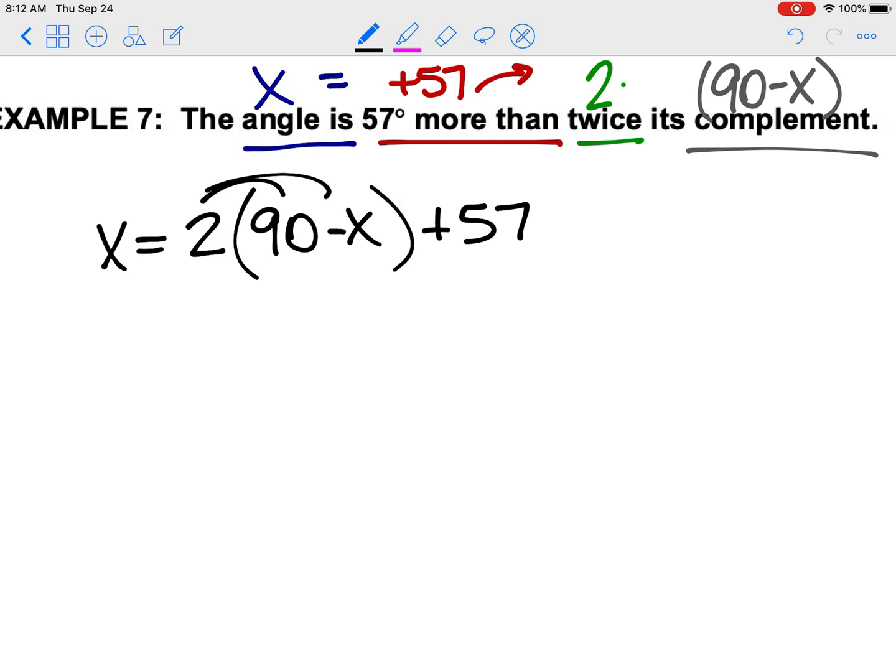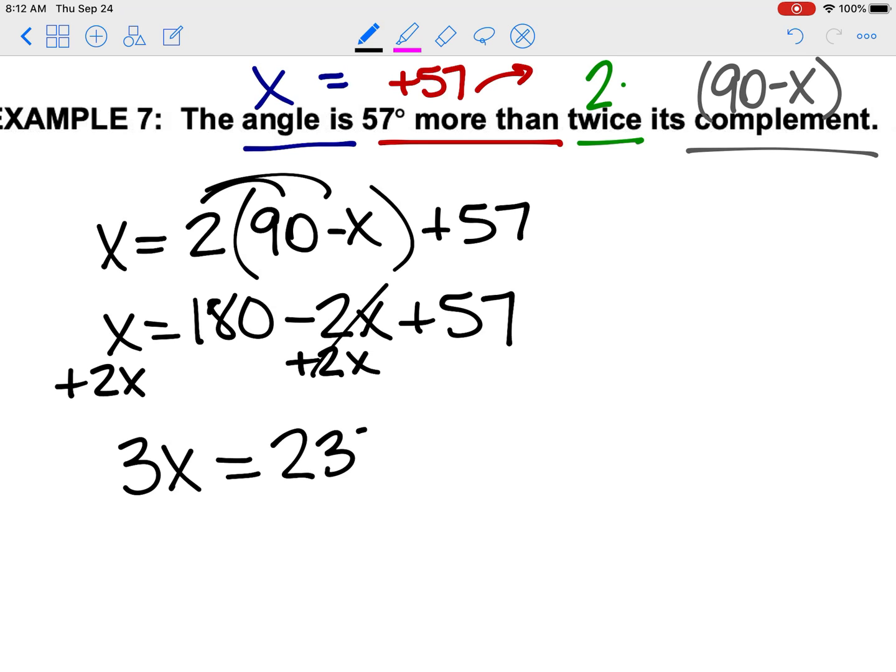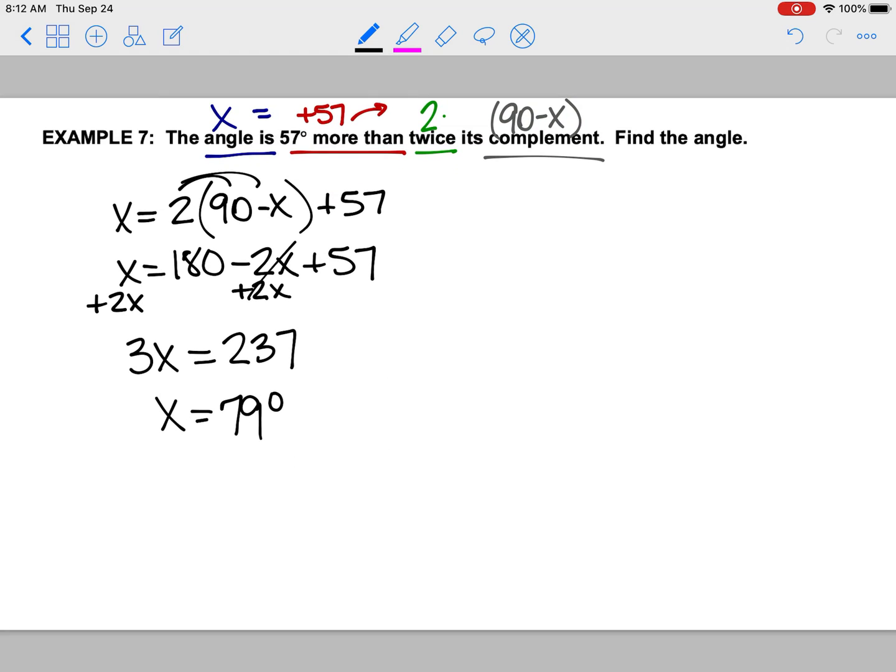So let's distribute the 2. So x equals 180 minus 2x plus 57. Let's move the 2x over. So we have 3x equals, let's combine our 180 and 57, giving us 237. Divide by 3, and x equals 79 degrees. Now, the question says find the angle. Well, we said the angle was x up here at the top, so that would be your final answer.